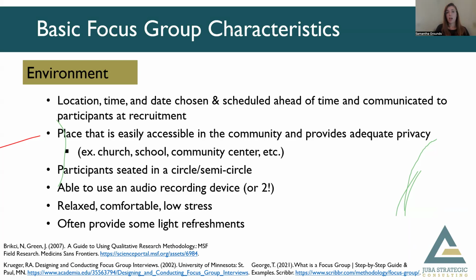You want a place that's easily accessible in the community and provides adequate privacy. Often it's helpful to have participants seated in a circle or semicircle to allow for better discussion. Often it'll be recorded, so you'll have an audio recording device or two. Try to have a relaxed, comfortable, low-stress environment, and often some light refreshments will be provided, perhaps some tea or coffee.